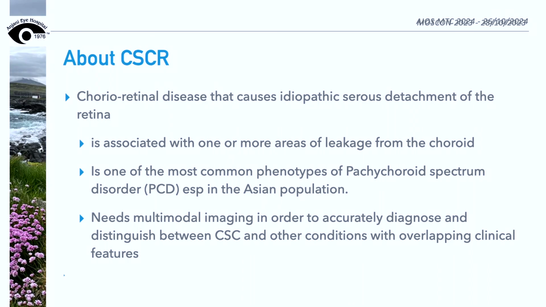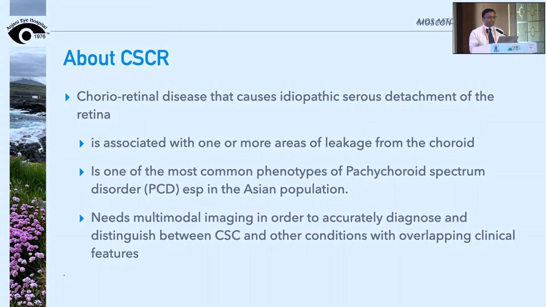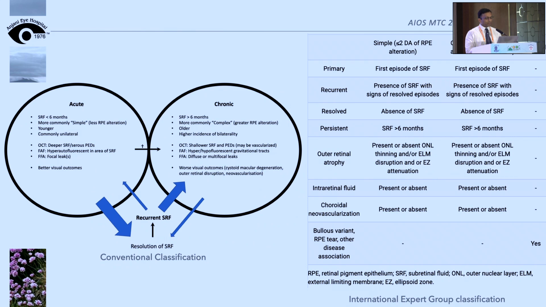Good morning. I would like to thank the organizers for giving me this opportunity. So about the CSR, it is a chorioretinal disease that causes idiopathic serous detachment of retina associated with one or more areas of leakage from the choroid. It is one of the most common phenotypes of the pachychoroid spectrum, especially in the Asian populations. It needs multimodal imaging in order to accurately diagnose and distinguish between CSC and other conditions with overlapping clinical features.